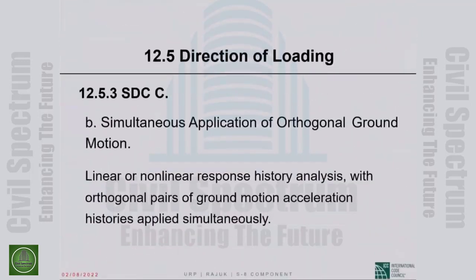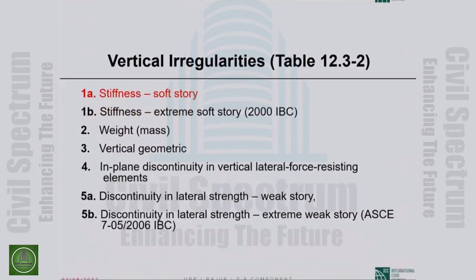Or the other thing you can do is simultaneous application of orthogonal ground motion. So linear or nonlinear response history analysis, time history analysis with orthogonal pairs of ground motion acceleration histories applied simultaneously. You hit the building with earthquake in the X direction, earthquake in the Y direction, actual acceleration histories, and you do inelastic time history analysis, 3D analysis. Obviously, you have accounted for orthogonal effects very directly. Cannot go wrong with that.